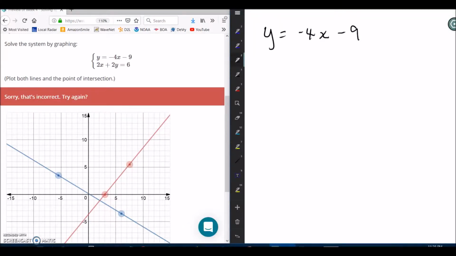Okay, I'm going to try this one again. As you can see, I got it wrong the first time. Sorry, that's incorrect. Try again. I was scratching my head to figure out what I did wrong, and it was a silly mistake. So we're all guilty of them.